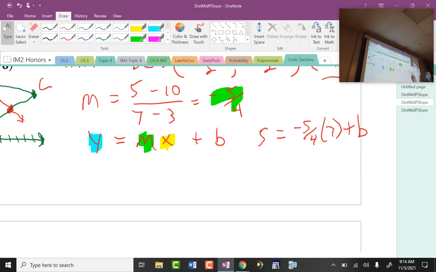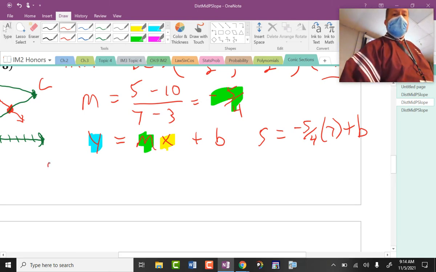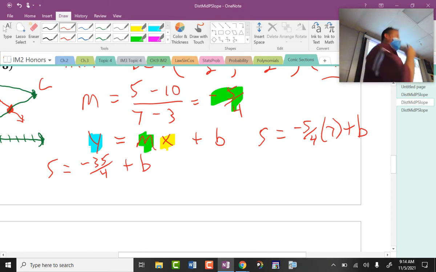7 over 1, to multiply this, you multiply across. Multiply the numerators, multiply the denominators. So I'm going to continue my work over here. This is 5 equals negative 35 fourths plus b. And then I'm going to add 35 fourths to both sides.